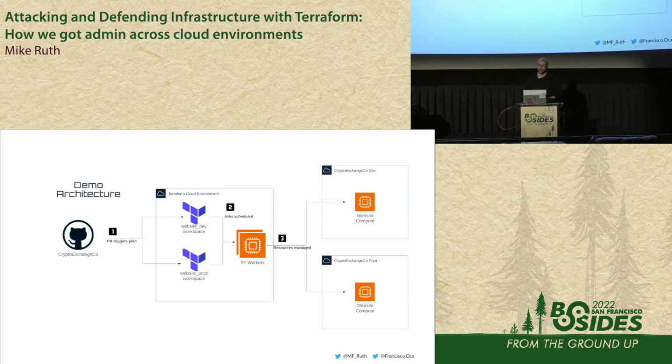So this is the demo architecture, pretty similar to the reference architecture that we have looked at already. We have this fake hypothetical company, Crypto Exchange Co., and they have a repository that creates speculative plans through this VCS integration, and they've got 2 workspaces, website dev and website prod. So basically they've got one website that works, and they've got a dev version of it and a prod version of it. Because they use Terraform Cloud, their Terraform workers are all within the same environment. And then the Terraform workers are responsible for managing the resources in a dev cloud as well as in a prod cloud.